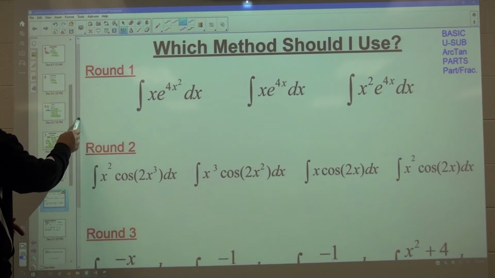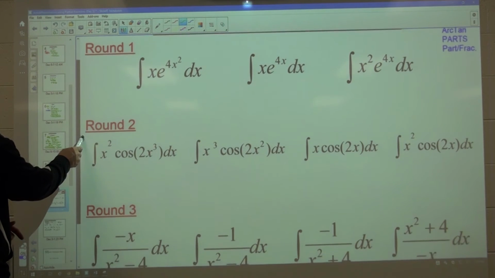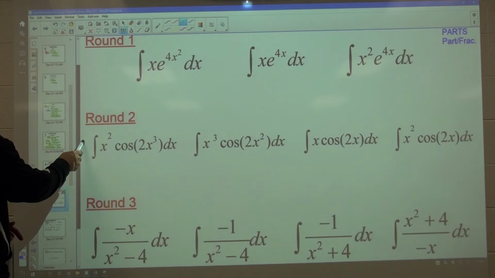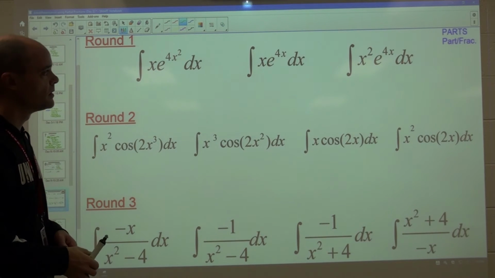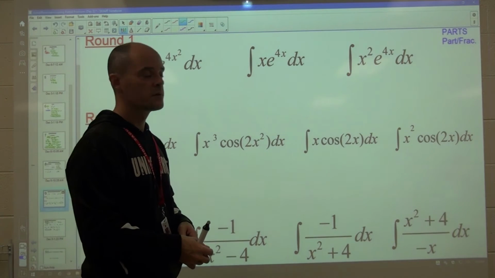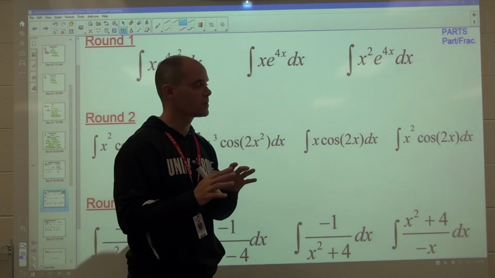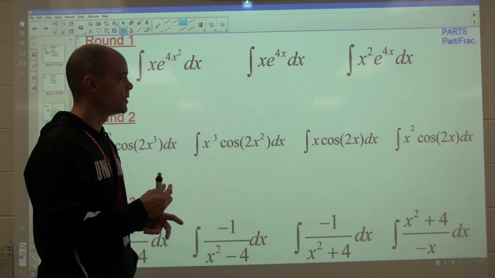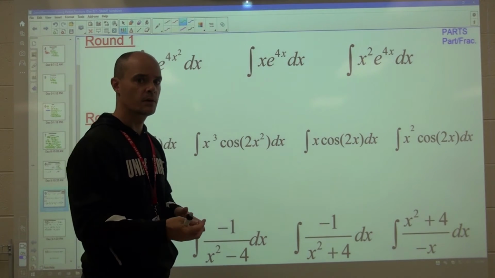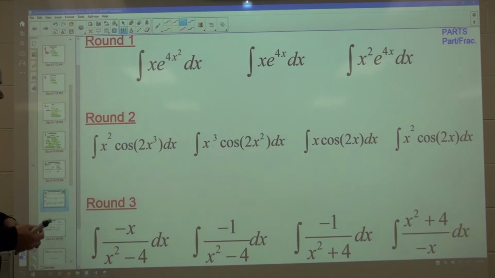So, I want you guys to look at round 1, round 2, and round 3. I think I can get them all on the board. And then again, I'm going to pause, and I'll come back. I want you guys to take just 5 quick minutes. All you guys are doing is writing down a strategy. Which technique is which? All right, so let me get out of the way first. And then 3, 2, 1, pause, and give these a shot.